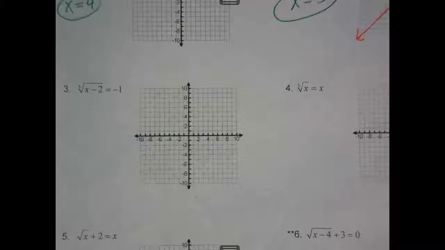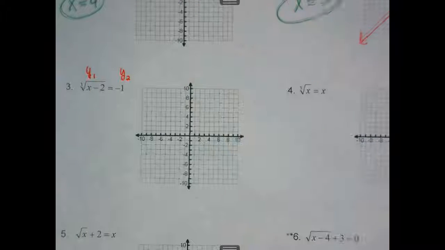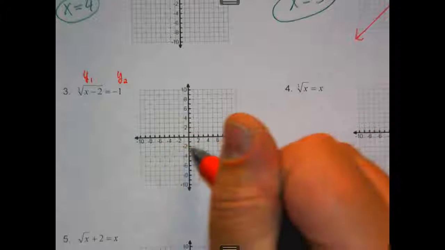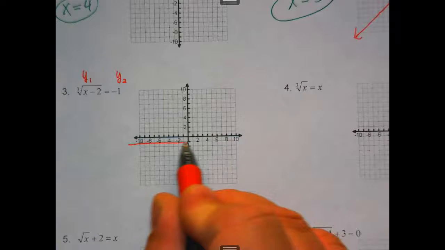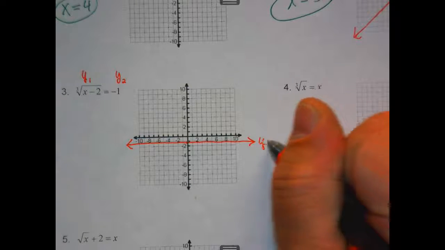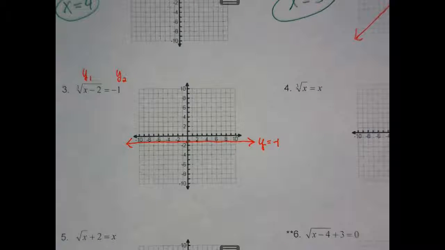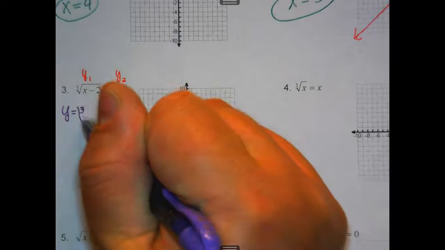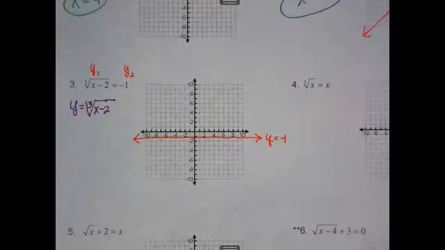Number 3. Okay, here's my y1. Here's my y2. y2 is easy. See, negative 1. It's a horizontal line at negative 1. And I need to graph y equals cube root of x minus 2. Okay, plug that into your calculators.